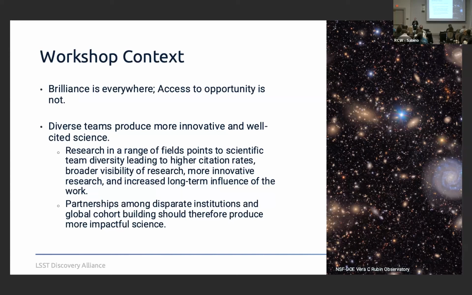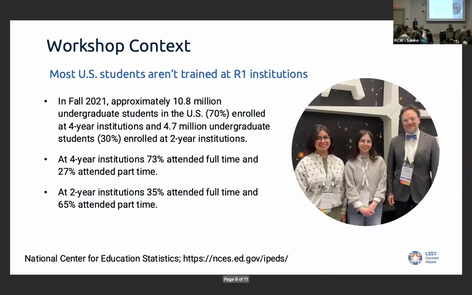I won't attempt to point to my favorite article or two. I'm sure folks in this room have their own, but it points to team diversity bringing higher citation rates, broader visibility of research, more innovative research, increased long-term influence of research. So this isn't about privileged institutions needing to help out the little guy because they need to be helped out. It's about mutual benefit all around from all parties.